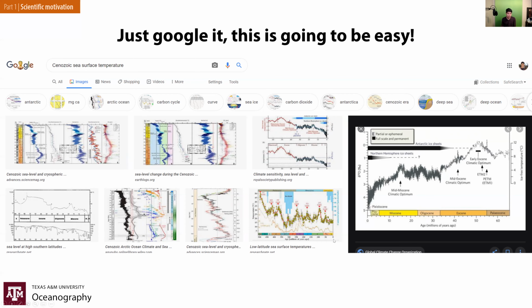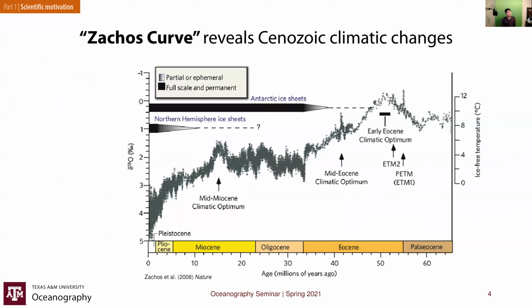So what are these curves? Let's take a closer look at them. For those of you who are not in the paleoclimate community, I guarantee you that if you ask anyone in the field how you can learn about climate change over the last 66 million years, most of the time you will be directed to this curve, which is the Zachos curve.